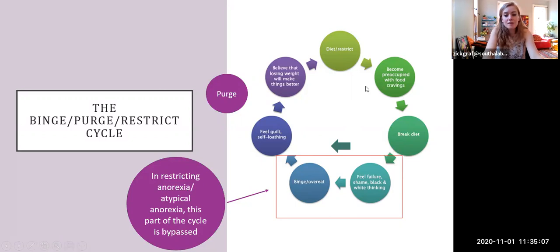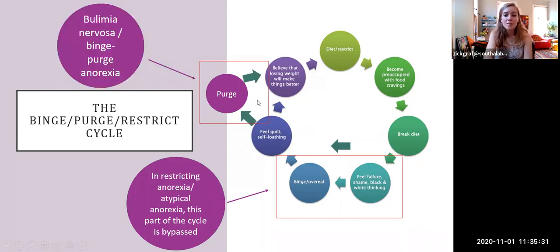Some people with anorexia, especially once the disease has progressed a lot, are always preoccupied with food and always thinking about food, but they may never break their diet. So they might even bypass this part of the cycle and just go right from preoccupation with food cravings to believing that losing weight will make things better. But anyway, in atypical anorexia and restricting anorexia, this part of the cycle is bypassed. And then of course, in bulimia nervosa, people, in addition to responding to feelings of shame and guilt about breaking their diet or about binge eating by doubling down on restricting, also try to compensate for those behaviors by purging. So that's bulimia nervosa and binge purge anorexia.